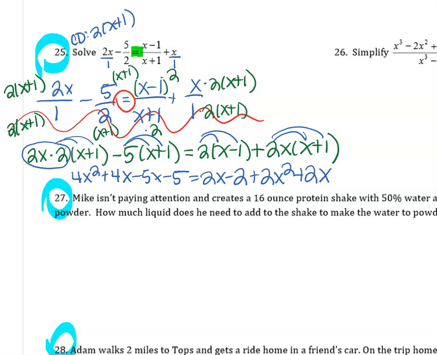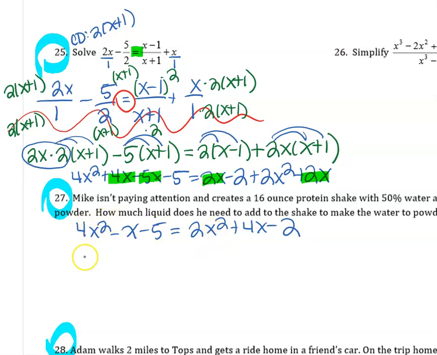All right, combine my like terms. I see some x's I can combine on either side. So this is 4x squared minus x minus 5 equals 2x squared plus 4x minus 2. And now let's set it equal to 0 because it's a quadratic equation, meaning it's an x squared. So if I subtract the 2x squared, that would leave me with 2x squared. If I subtract the 4x, that would give me a minus 5x. And if I add the 2 over, that would give me a minus 3.